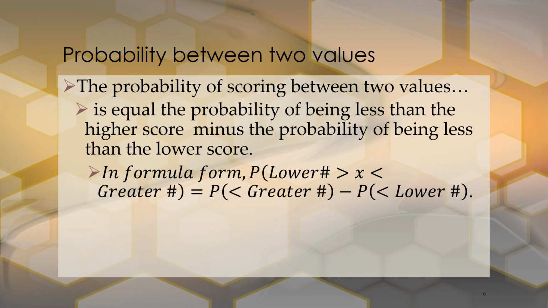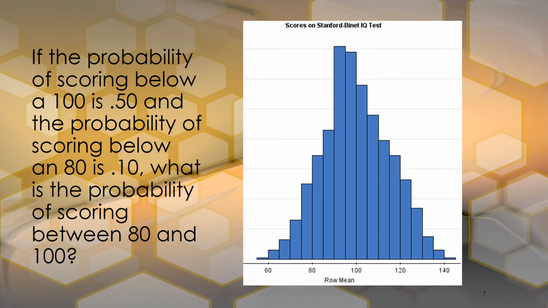We can also find the probability between two values. An easy way to do that is to find the probability of being less than the higher score and then subtract off the probability of being less than the lower score. So for example, if we know the probability of scoring below 100 is 50%, so if you know this area is 50%, and we know that scoring below an 80 here is 10%. So from the 100 all the way to the end, that's 0.50. And then from the 80 below, it's 0.10.